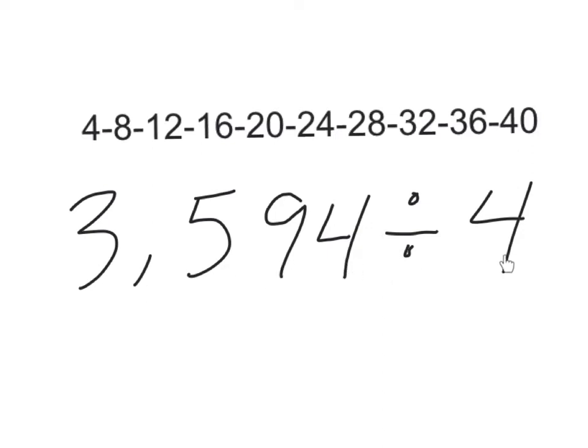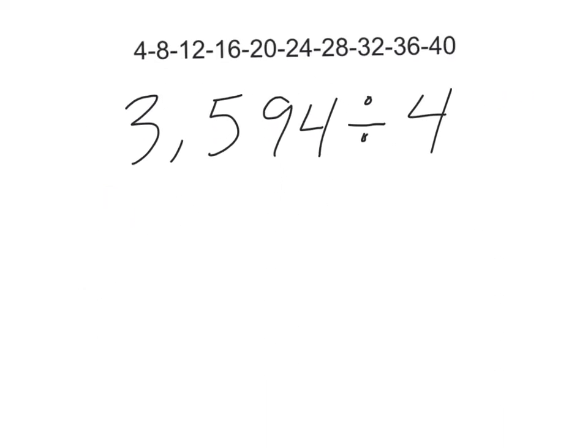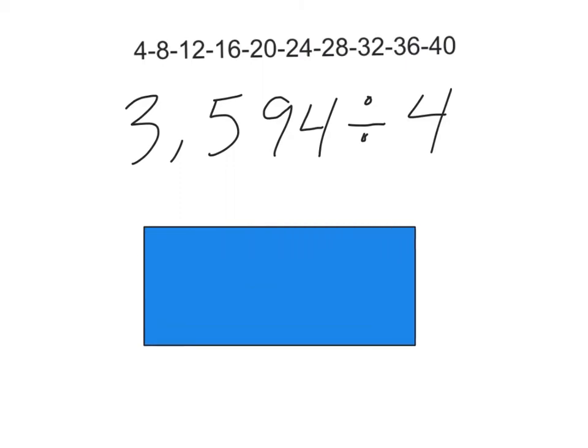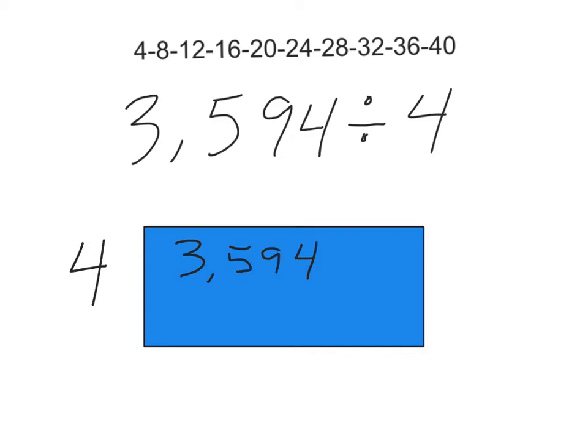3,594 divided by 4. First thing I want to do is do my counting by the numbers. 4, 8, 12, 16, 20, 24, 28, 32, 36, and 40. So then I want to take this and make my first area box, and I'm going to plug the 3,594 right inside the box. I'm going to put the 4 on the outside of the box because that's my divisor.